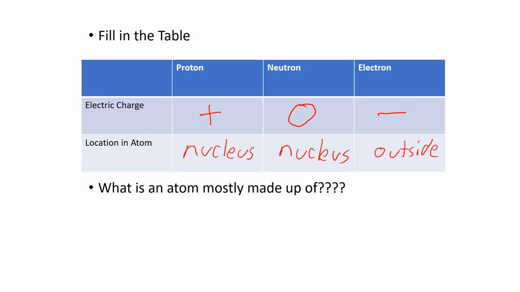Okay. Now, the next big question is, what is the atom mostly made up of? Well, it was mostly made up of empty space. In terms of like 99.9% nothing. And I'm not meaning like air or like nothing. There's no particles. There's nothing there.